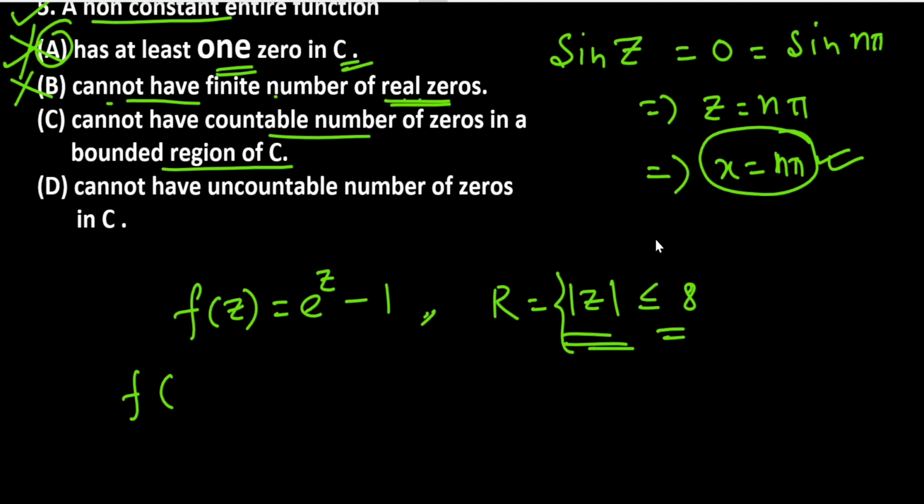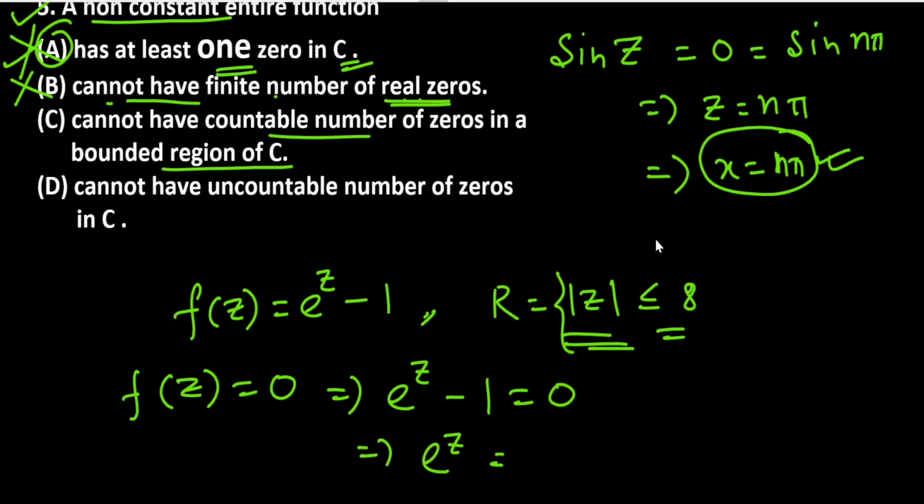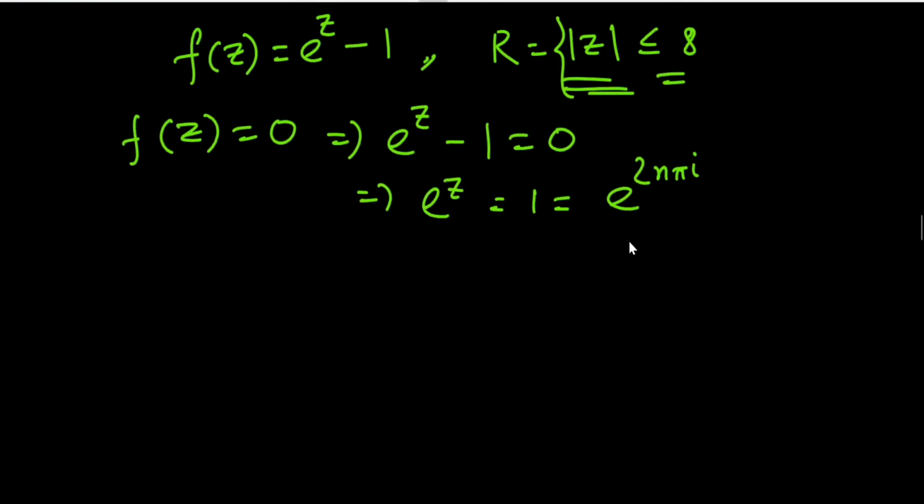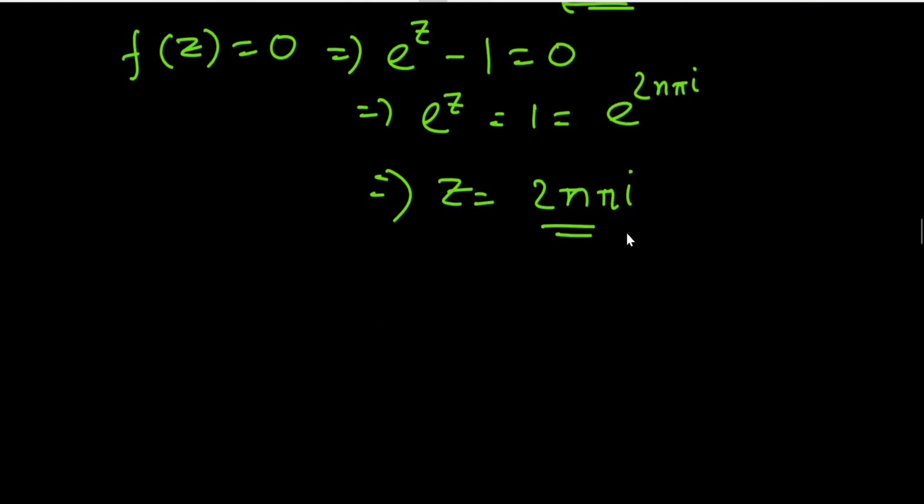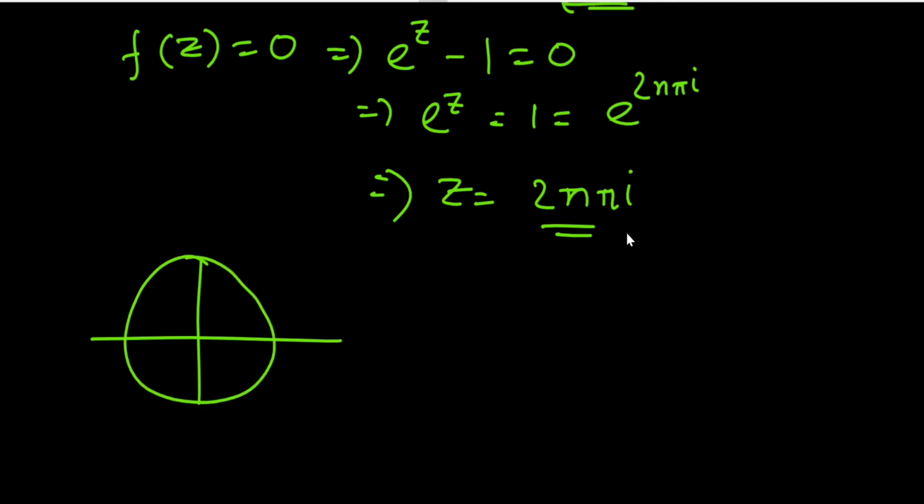Now f(z) equal to 0 gives e to the power z minus 1 equal to 0. The general solution is e to the power z equal to 1, equal to e to the power 2n pi iota. So this gives z equal to 2n pi iota. Now in the region mod z less than or equal to 8, that is a circle of radius 8.